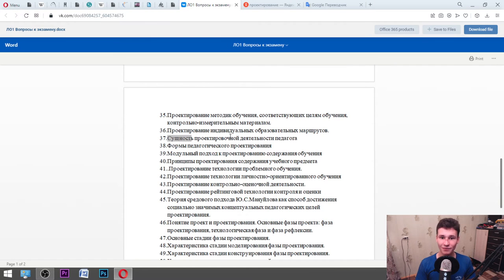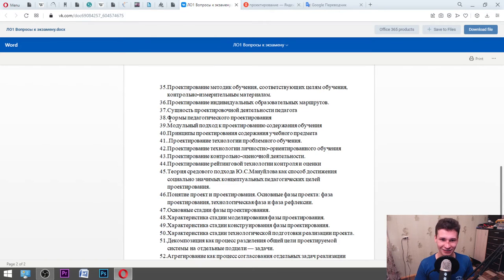A sense of project creating doings of pedagogue, of the teacher. What does it mean? It means that he creates projects. It is the useful thing. Good. Forms of pedagogical project creating. It is okay. He can create the lesson, the course, the webinar, the something else. This for different target audiences.